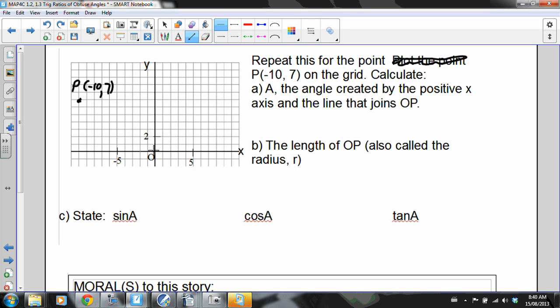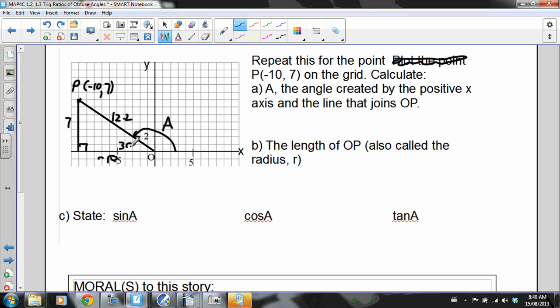Notice what's strange here. This is the same triangle as above, isn't it? Exact same triangle. This is 7, and this length is 10. But if we talk about on the grid, this is actually negative 10, isn't it? This is still 12.2 because it's the same size triangle. And notice this angle, this is the angle A that OP makes with the positive x-axis. Well, if this is 35 degrees, then A is just 180 minus 35.